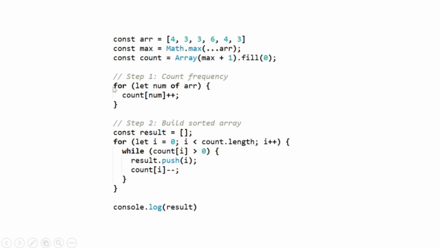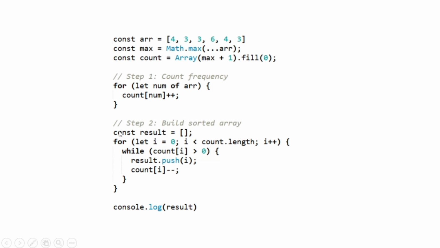Then we are filling the count array with the numbers. So here, for (let number of array). The of represents the value, not the indexes. So now what we are doing is count[number]++. First 4 will go. Count of 4 means the index 4 value will be increased by 1. Next count of 3. So in the count array, index 3 will be increased. Like that we are creating this count array.